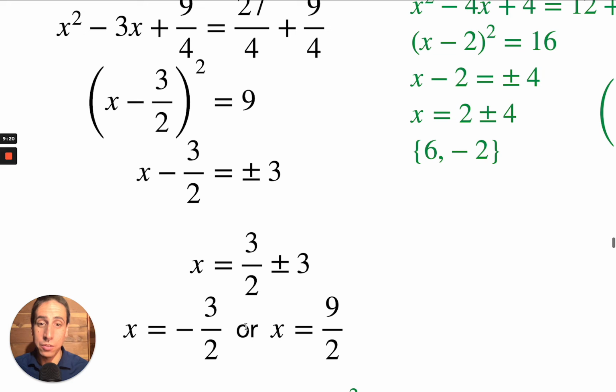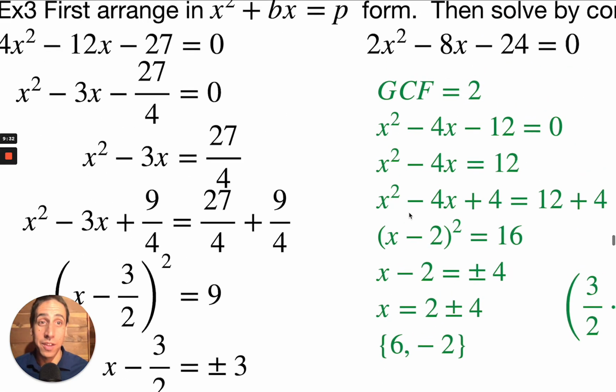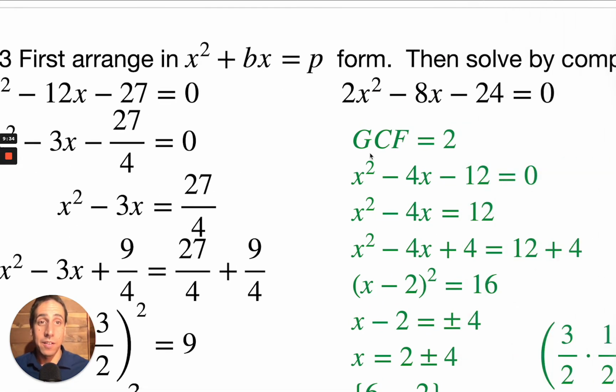When you actually do the math on that, you can get these two numbers here. It's a lot of fraction work, but that's okay because we're strong and we know fractions and we can do it if we slow ourselves down. Here, we can get rid of this 2, dividing all the terms on both sides by 2. The greatest common factor is equal to 2. So therefore we have x squared minus 4x minus 12 is equal to 0. Adding 12 to both sides, we get that.